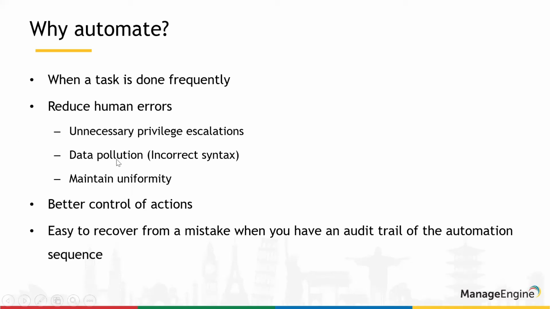So you have incorrect syntax, and two users belonging to the same department have different formats, be it naming format or logon format or whatever it is. Okay. So when you automate, you have better control of actions, and it is much easier for you to recover from a mistake because you have an audit trail of the automation sequence.